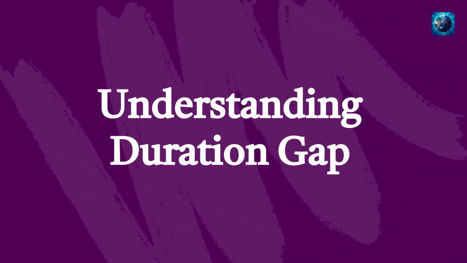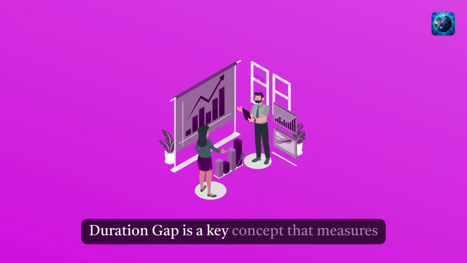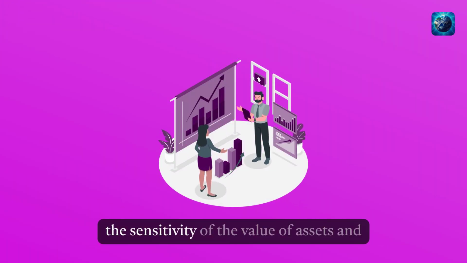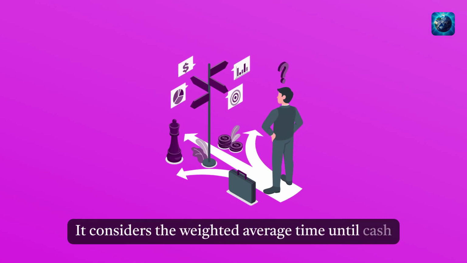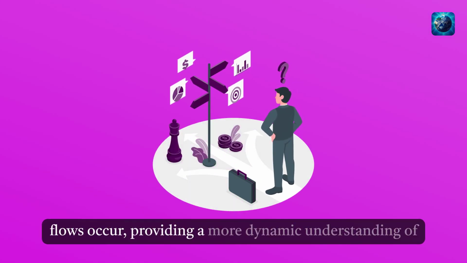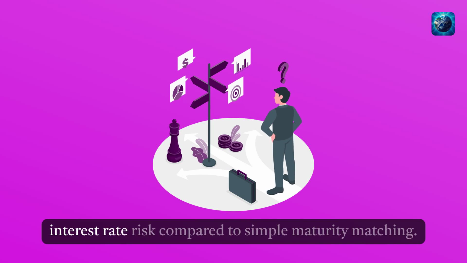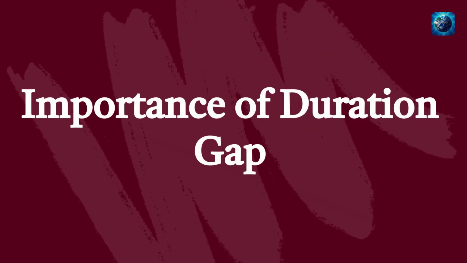Understanding duration gap. Duration gap is a key concept that measures the sensitivity of the value of assets and liabilities to changes in interest rates. It considers the weighted average time until cash flows occur, providing a more dynamic understanding of interest rate risk compared to simple maturity matching. Importance of duration gap.